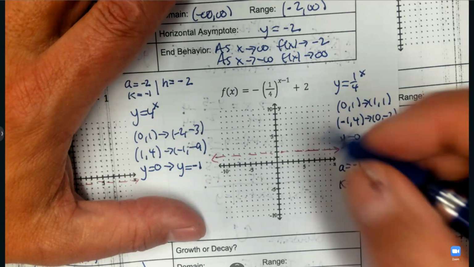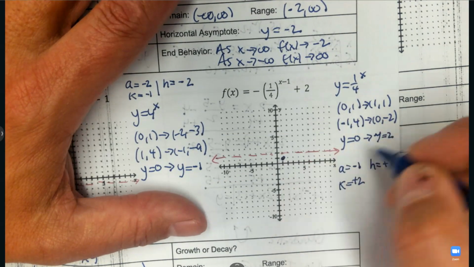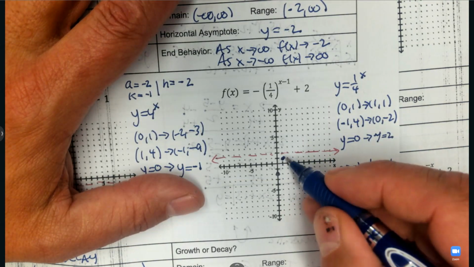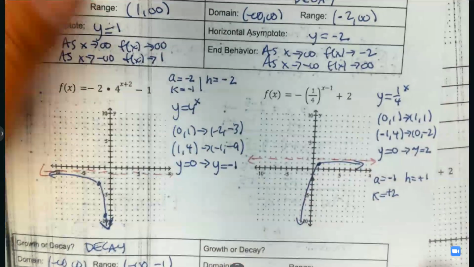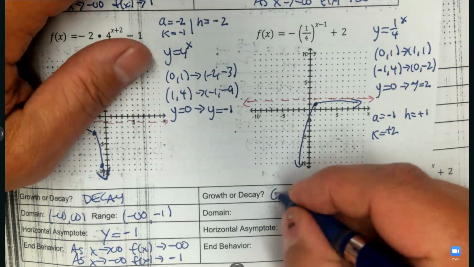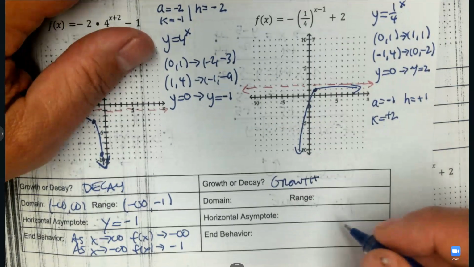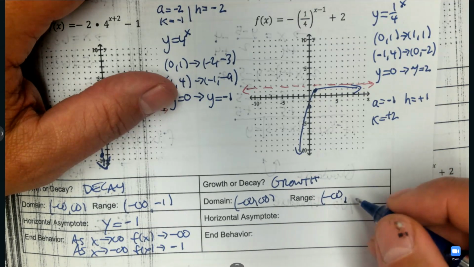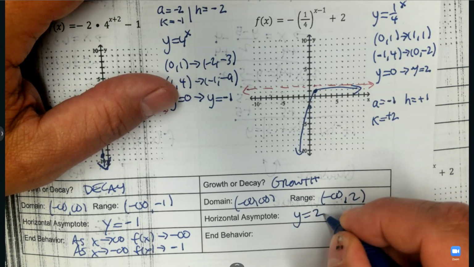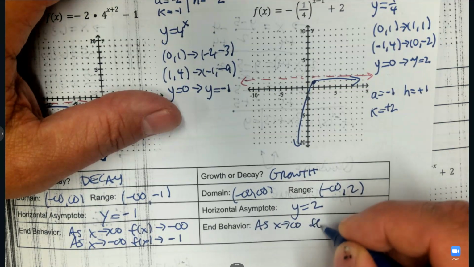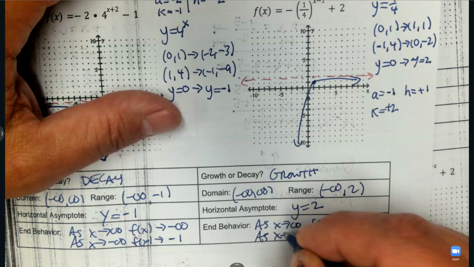And then the points, which are at 1, 1, and 0, negative 2. Notice these 2 points going to the right are rising, so it's going to start below and rise and then go flat. This is a rising, it's a growth function. The domain are all numbers. The range, the bottom is negative infinity up to the asymptote, which is 2. There's the asymptote at y equals 2, and the end behavior. So the right end approaches the asymptote, which is 2. The left end approaches negative infinity.